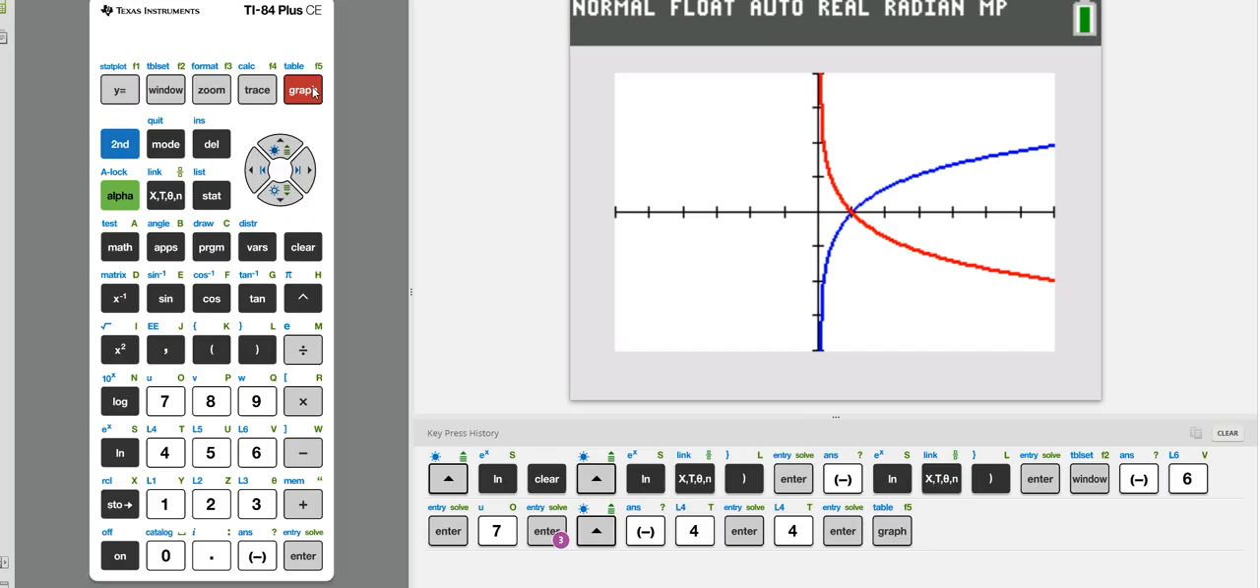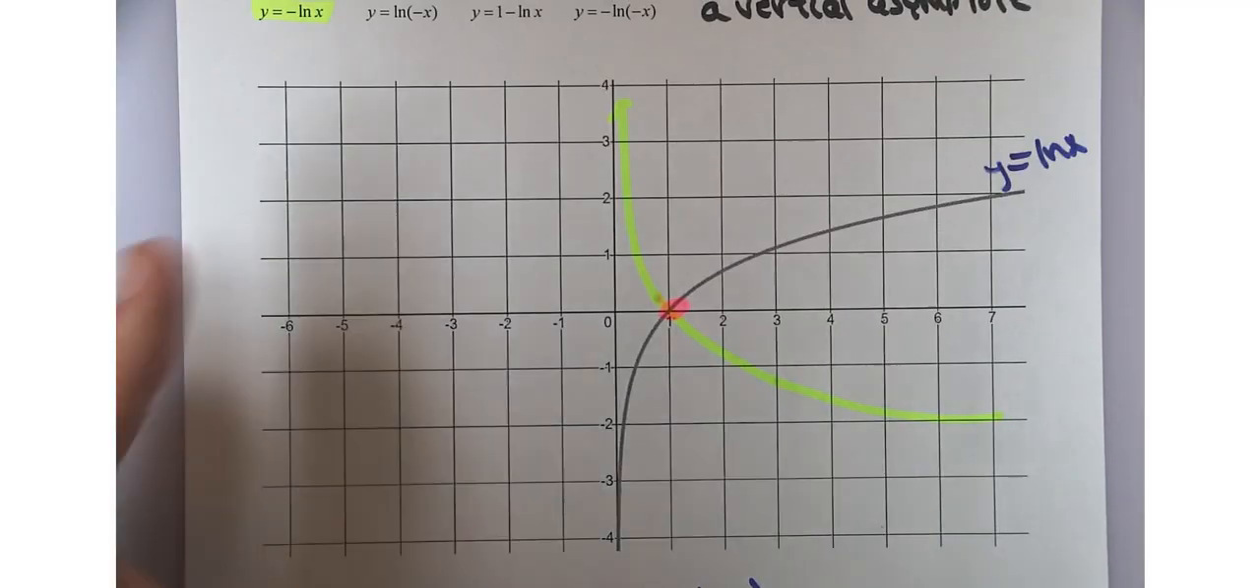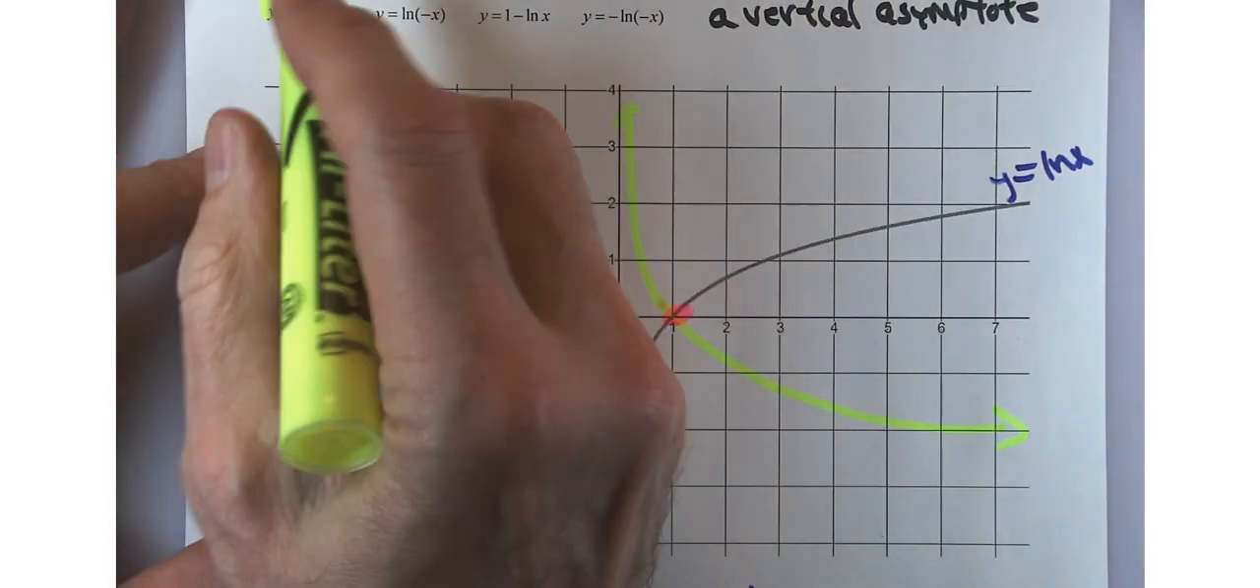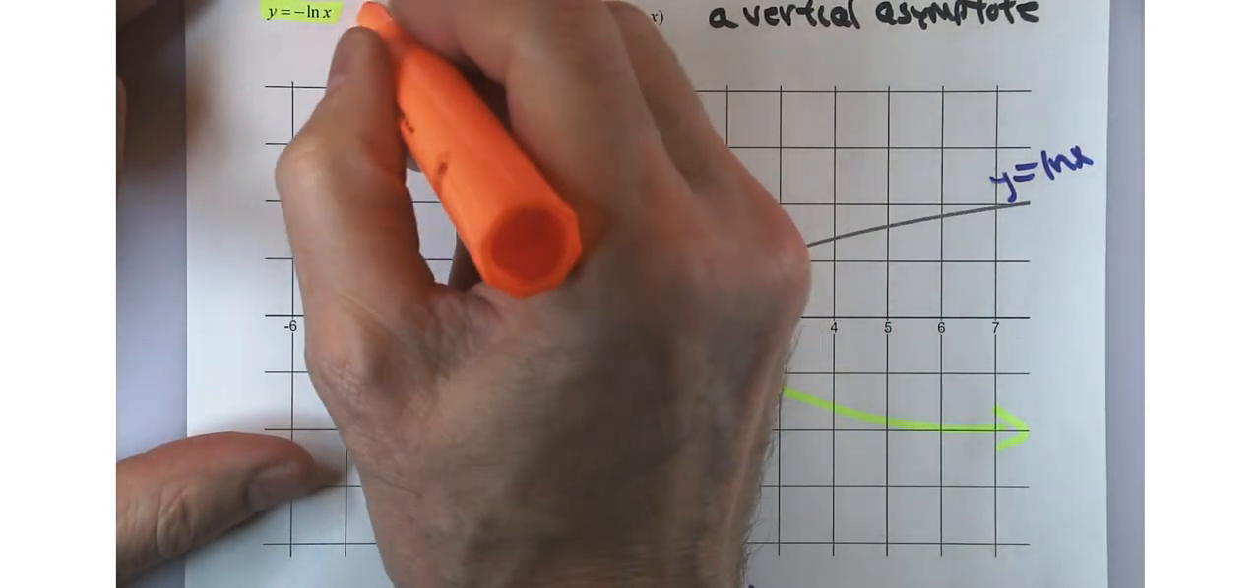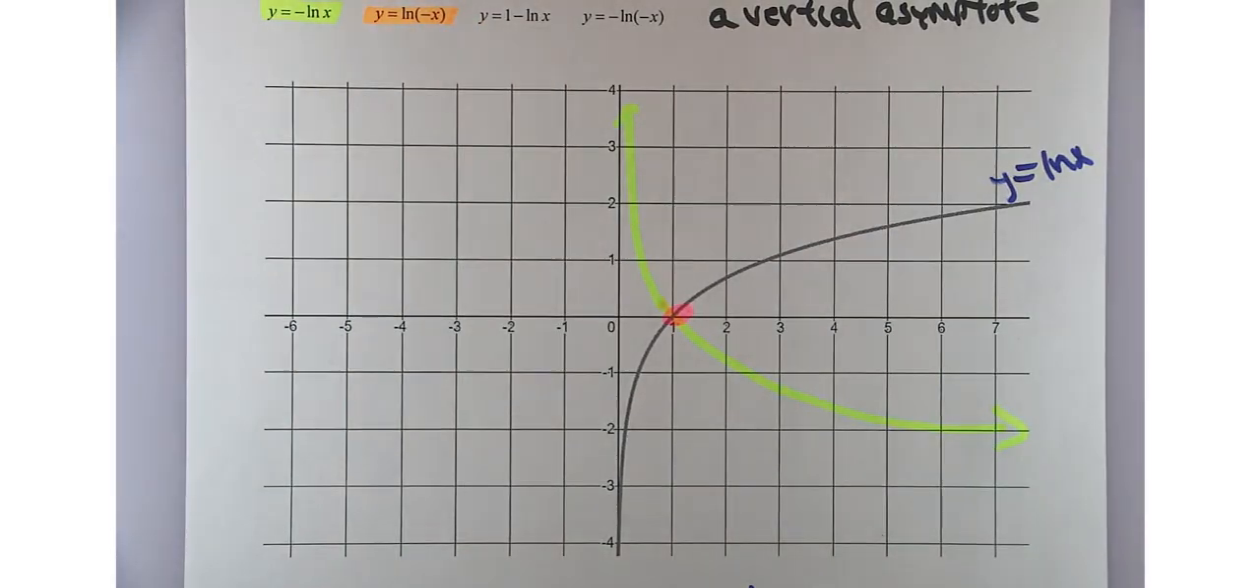Yeah, the x-axis. So let's see if I can do a reasonable job of graphing this. All right, so something roughly speaking like this. So that's our graph of negative ln of x. Let's keep going. Next one is ln of negative x. How's that one going to flip our graph?